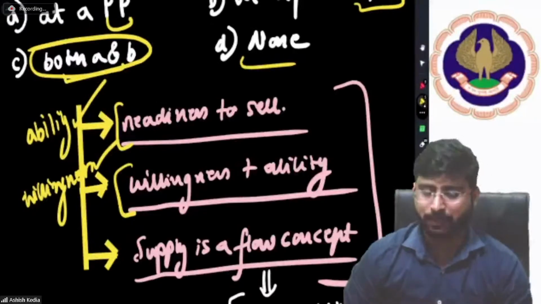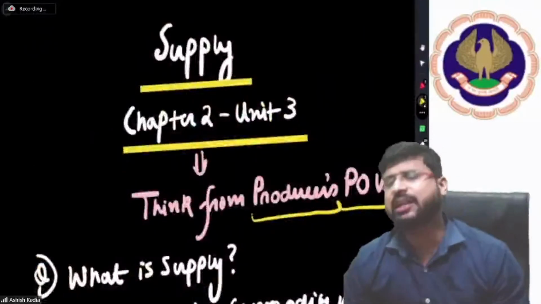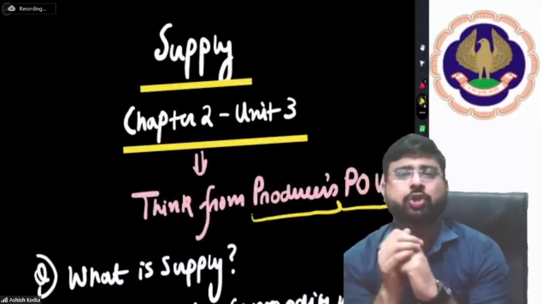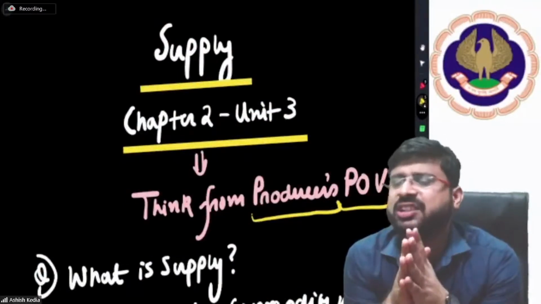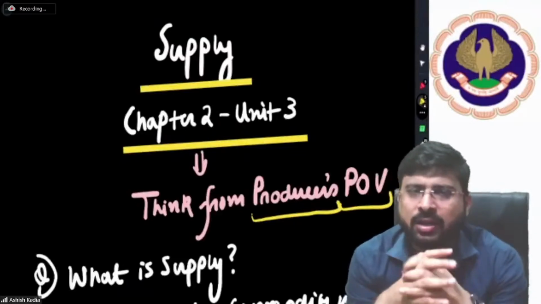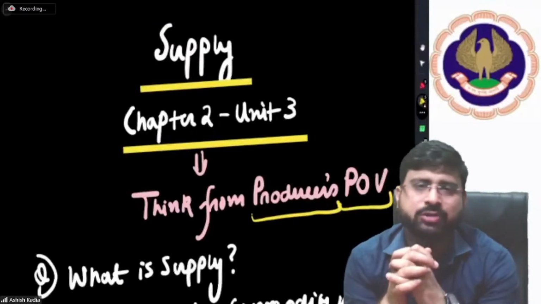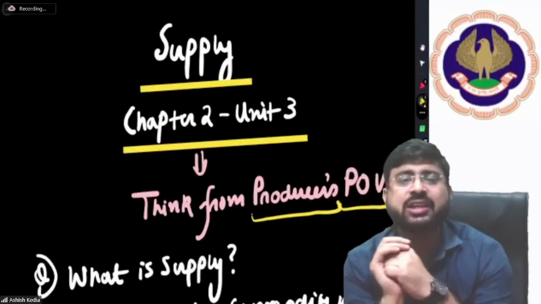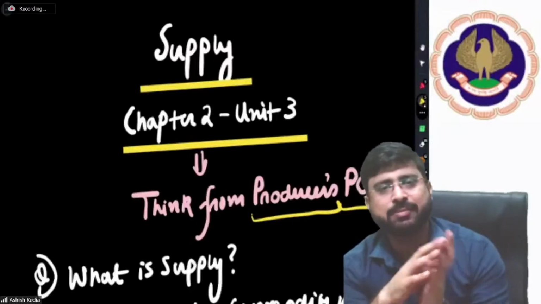And what concept is supply? Another MCQ from my side. I am not writing it down, just an MCQ question. Supply is a dash concept. Option A, stock concept. Option B, flow concept. Option C, both. Option D, none. What kind of concept is supply? Come on, you all tell me.